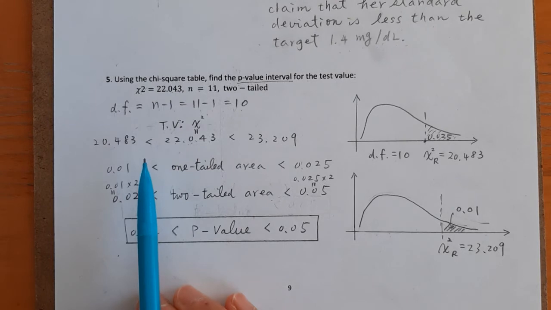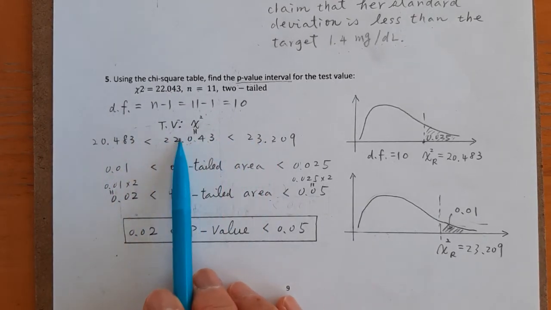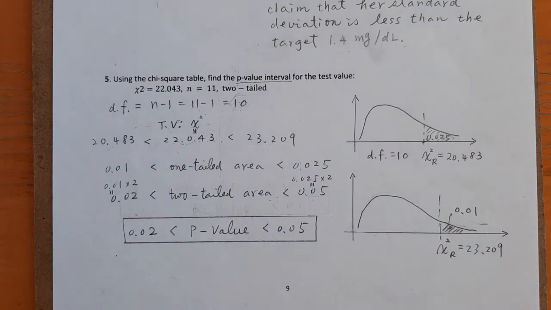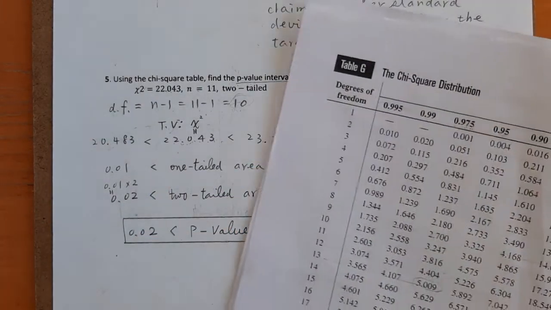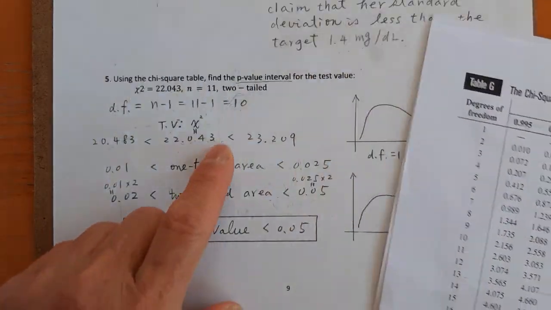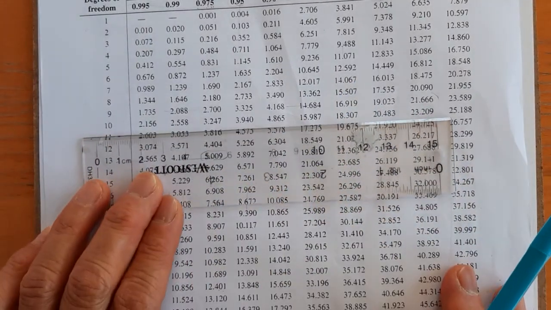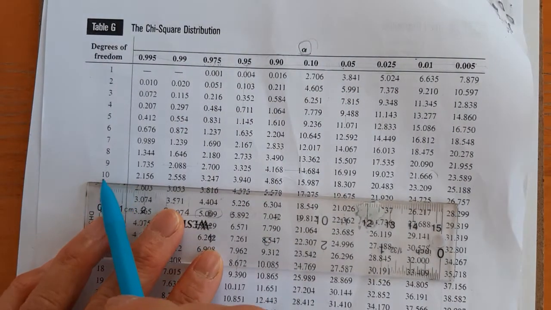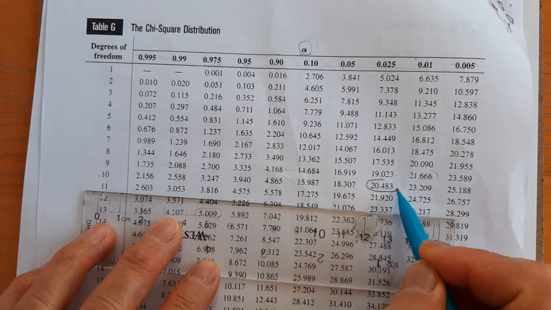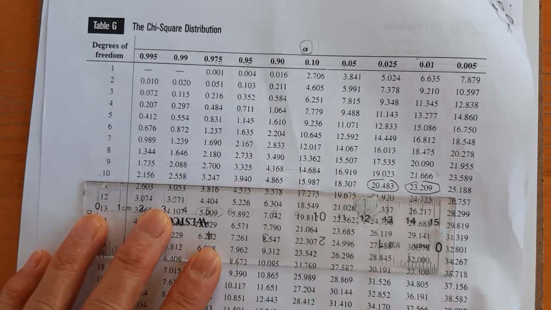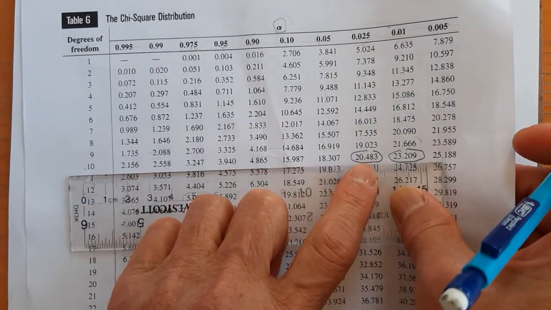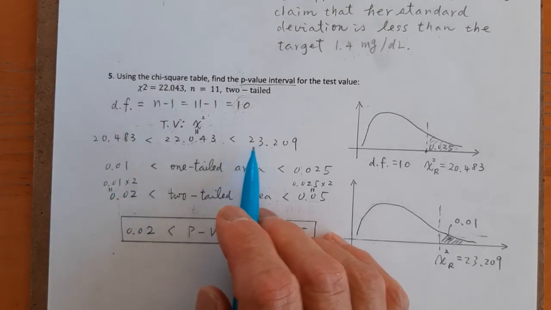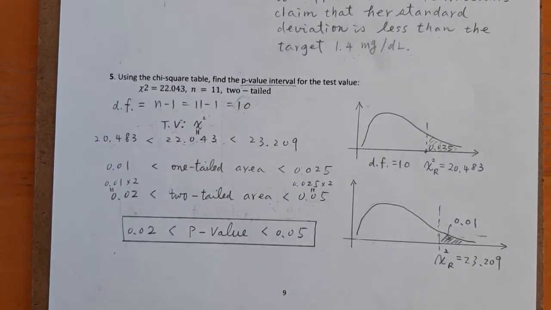Now you look at the table and see where the test value with degrees of freedom 10 falls on the chi-square table, between which two numbers. Here degrees of freedom is 10, and the test value is falling between 20.483 and 23.209.